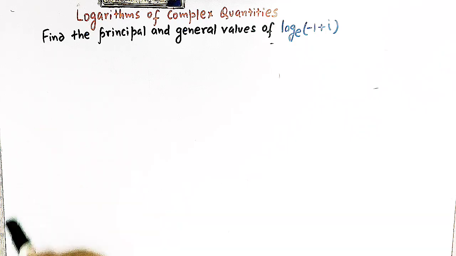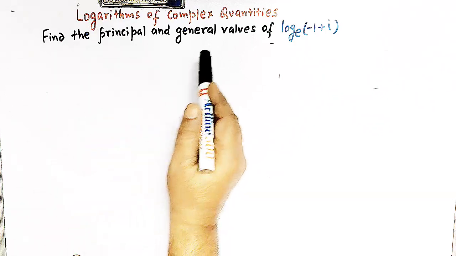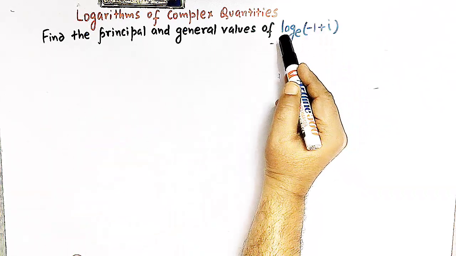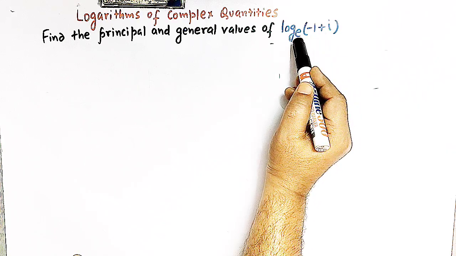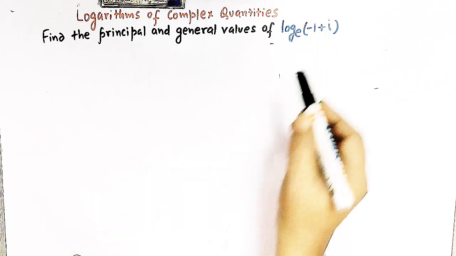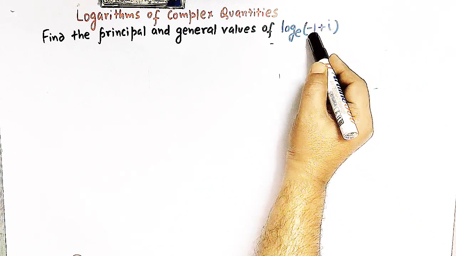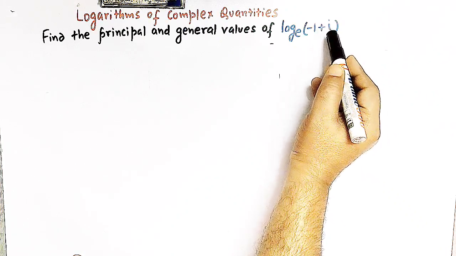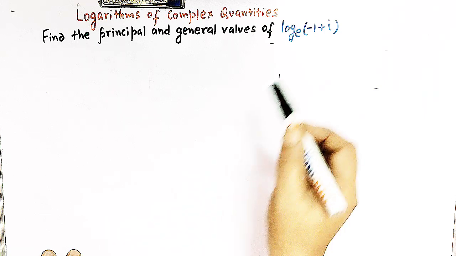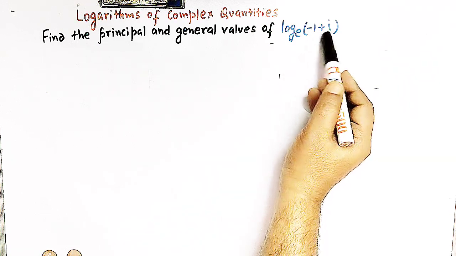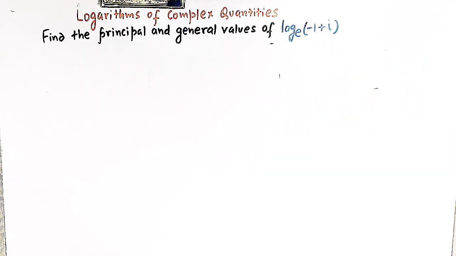So here we have to find the principal and general values of log of minus 1 plus iota to the base e, right? So here we have a complex number, that is minus 1 plus iota, and we have to find out the principal value and the general value of the logarithm of this complex number, that is minus 1 plus iota.